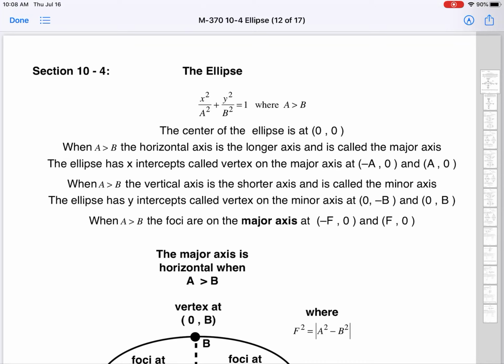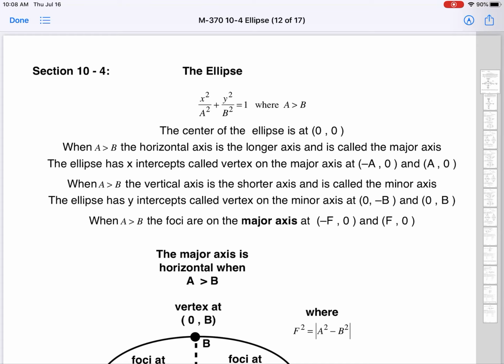Alright, welcome to section 10.4, which is dealing with an ellipse. This may be the first time you've ever had to deal with an ellipse. It's sometimes in the Math 120 coverage, intermediate algebra coverage, so you may have seen it before. But the basic form of an ellipse is x squared over a squared plus y squared over b squared is equal to 1, where a is greater than b.